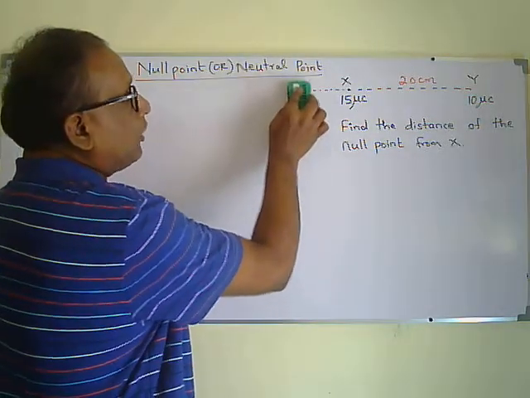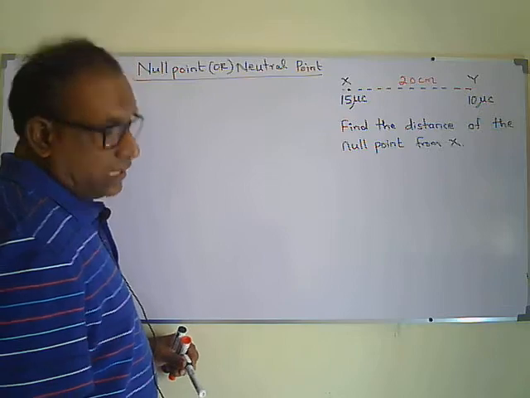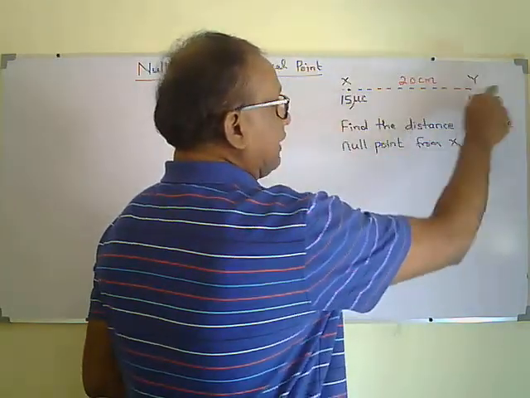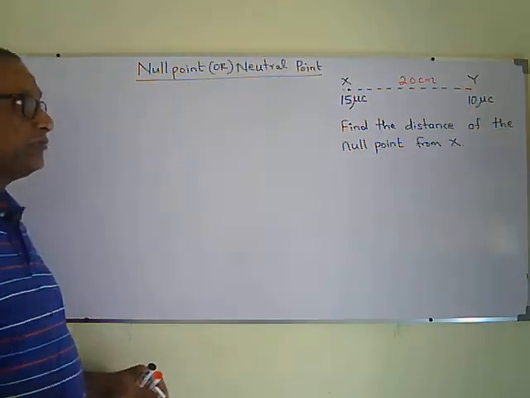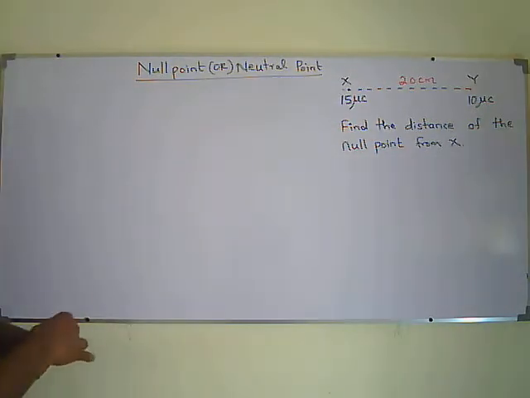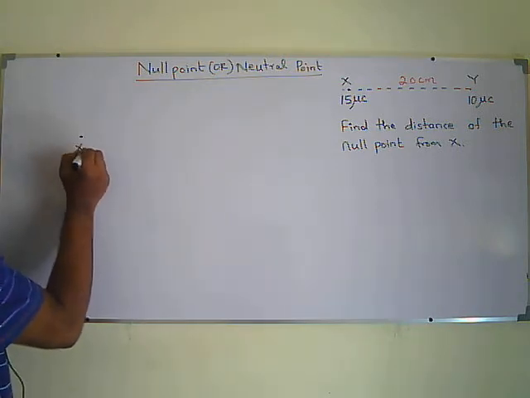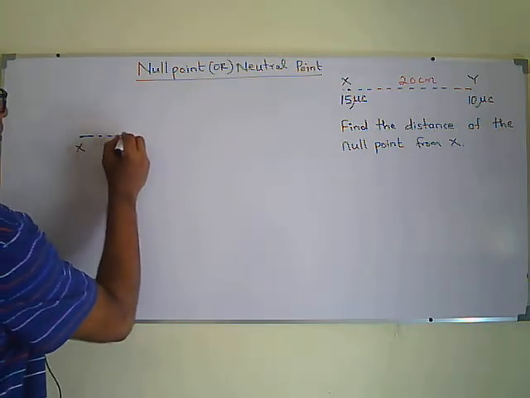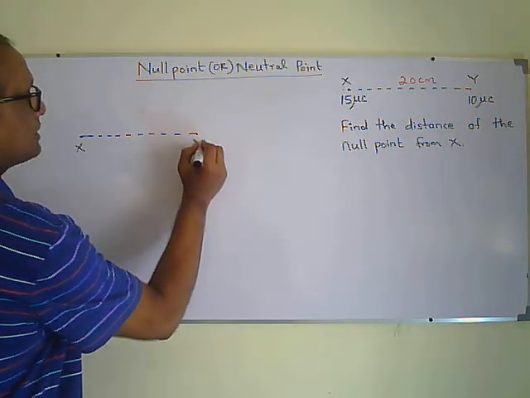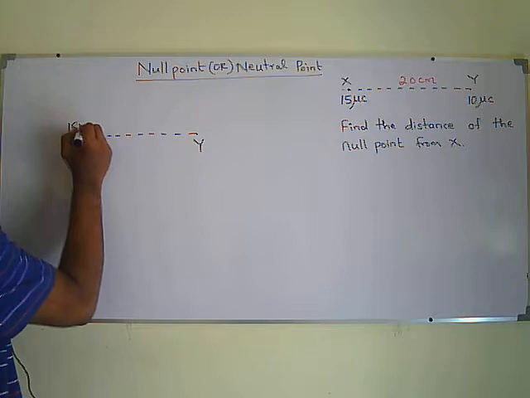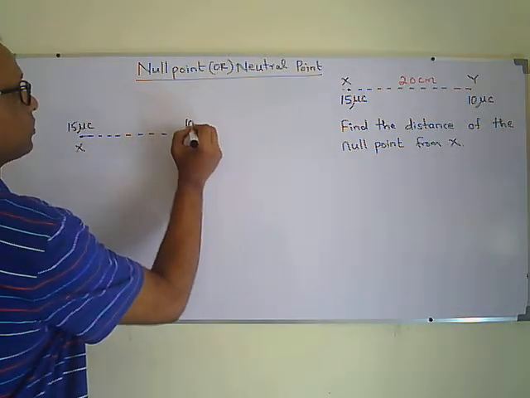Same way, we'll check whether there can be a point on the right of y along the same line as a null point. We'll analyze. I'm drawing the diagram separately. So this is x, this is y. Here 15 microcoulomb, here 10 microcoulomb.